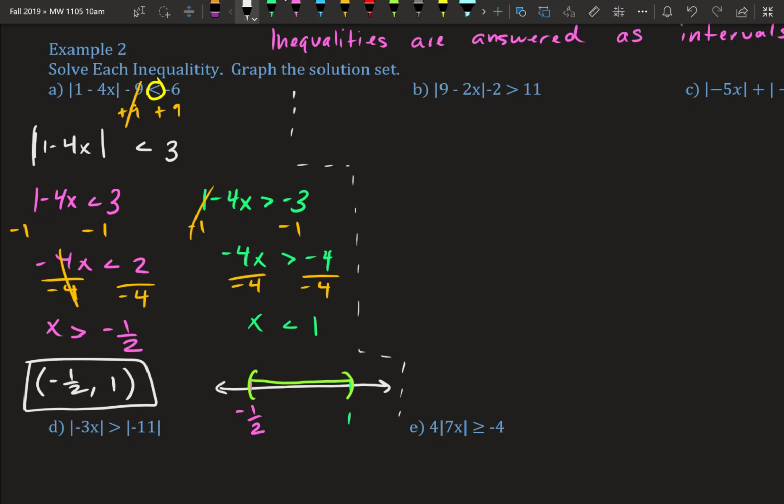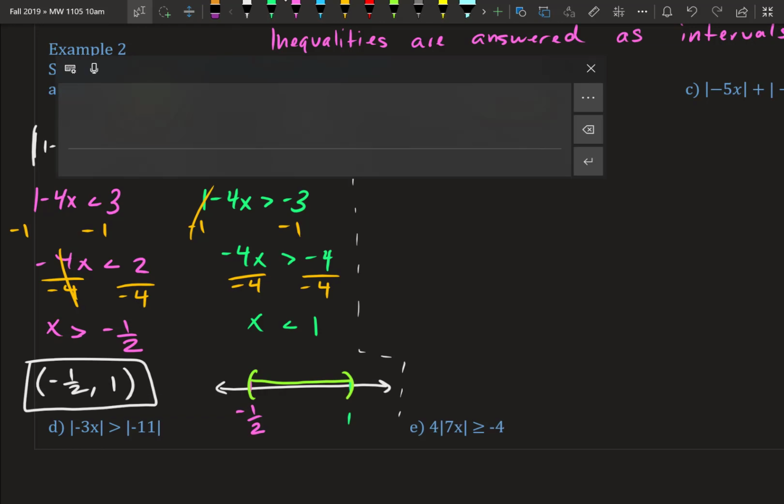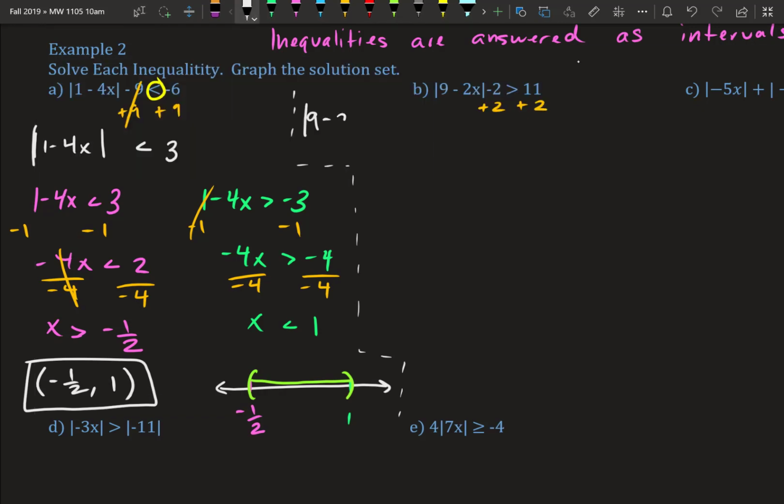Alright, part B. The first thing we need to do is isolate our absolute value by adding 2. And now we're going to separate them into 2. So the first one is identical, just no absolute value. And the second one is almost the same, except we change the signs to the right. So let's solve for these.